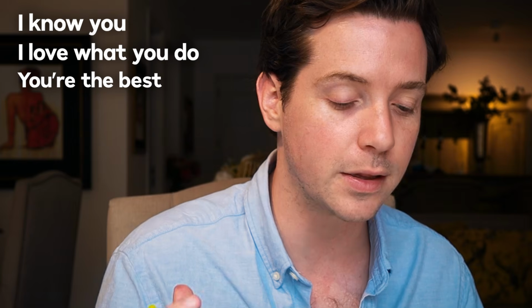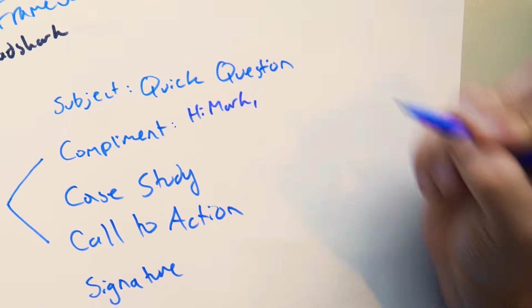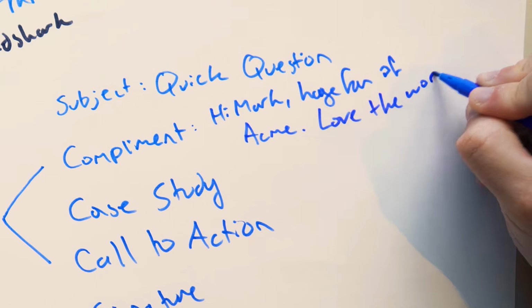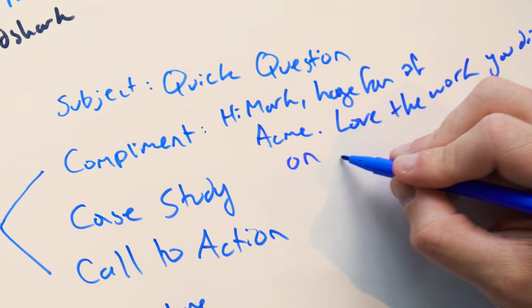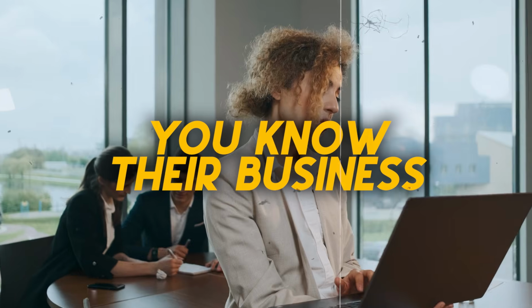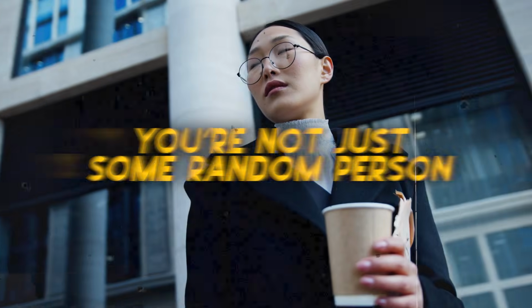You start with a compliment. And what you're basically saying is, I know you, I love what you do, you're the best, and you phrase that in a certain way. So what I like to do in this compliment is I'll say, hi, Mark, or hi, name, huge fan of Acme Inc., love the work you did on Marvel Ultimate. Make it make sense, right? So you want a custom compliment that shows that you know their business and you're a fan of their business and you know the guy you're reaching out to and you're not just some random person.